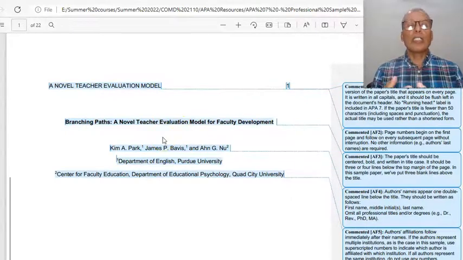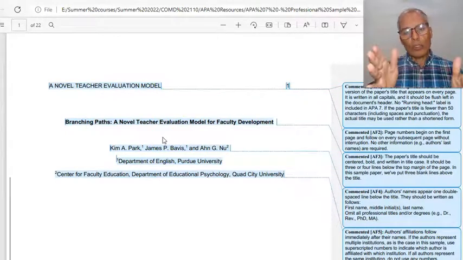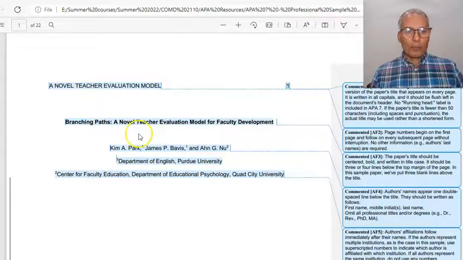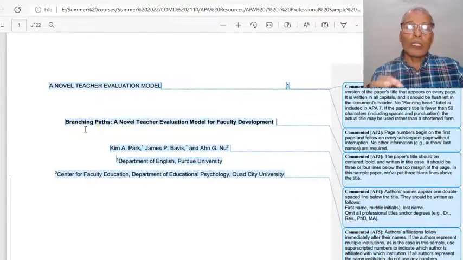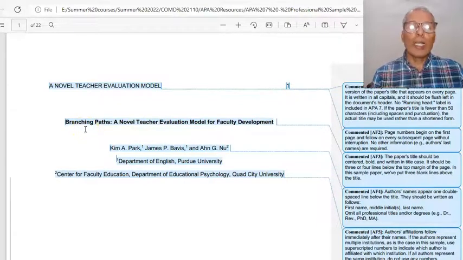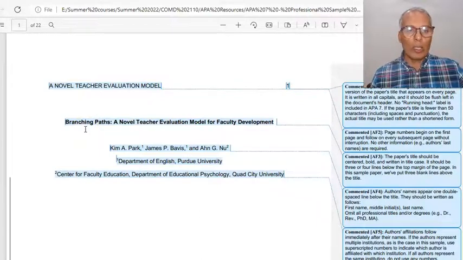You can rephrase it a little bit, or you can take a piece of the title. So you need to know the differences. What is a title? What is a heading? What is a subtitle? And so on.